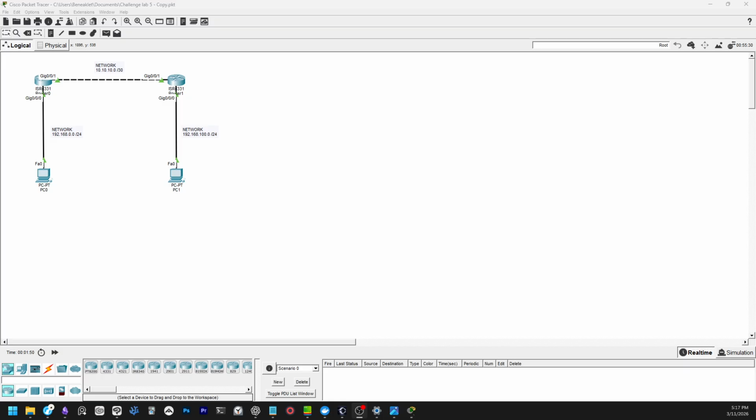Another afternoon, we got another troubleshooting lab right here. We have three networks here, two routers, two PCs. Our goal right now is to have PC zero communicate with PC one, and the whole premise of this lab is about just routing, straight up routing.